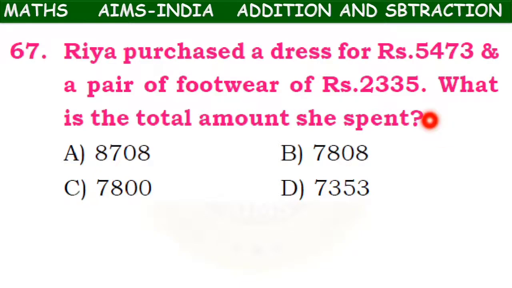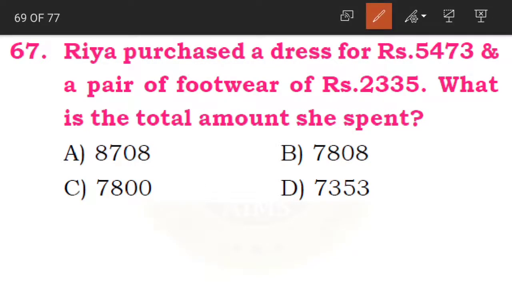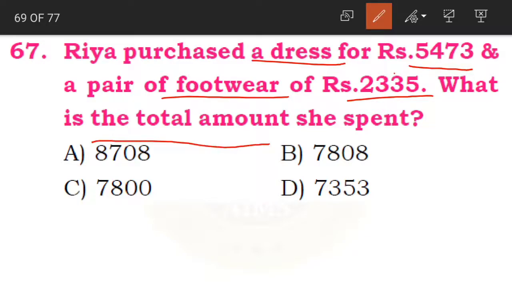Now moving on to question number 67. Riya purchased a dress for 5,473 rupees and a pair of footwear of 2,335 rupees. Now what is the total amount she spent? See, what did Riya do? Riya purchased two items, a dress and a footwear. So the dress was for 5,473 rupees and the footwear cost 2,335 rupees. Now what will be the total amount?